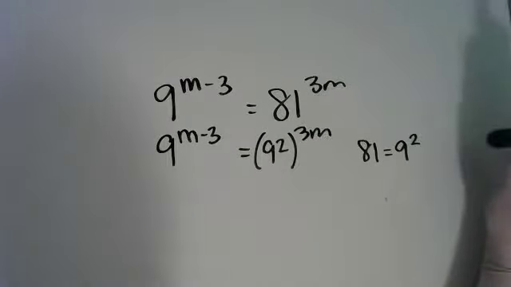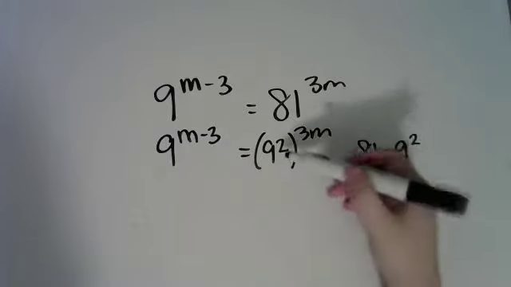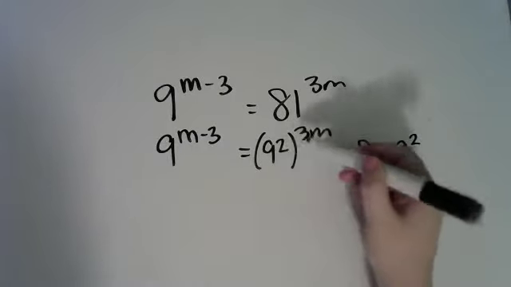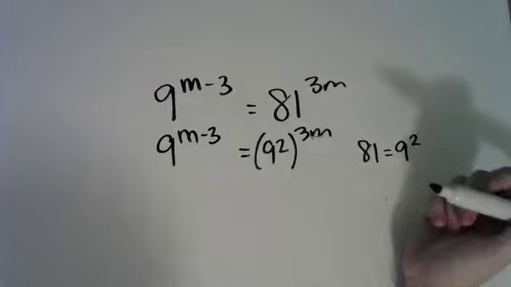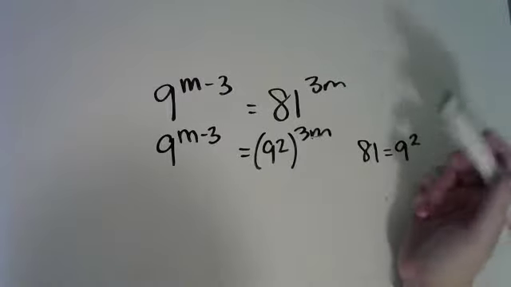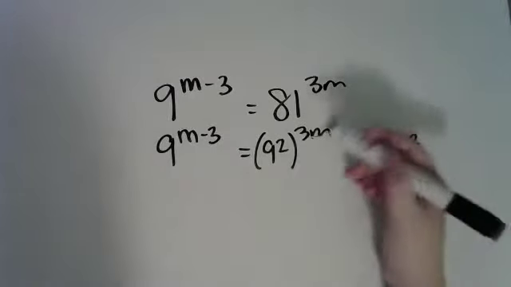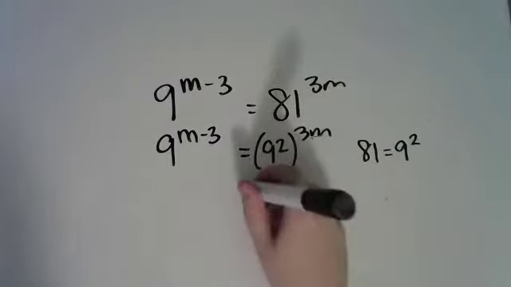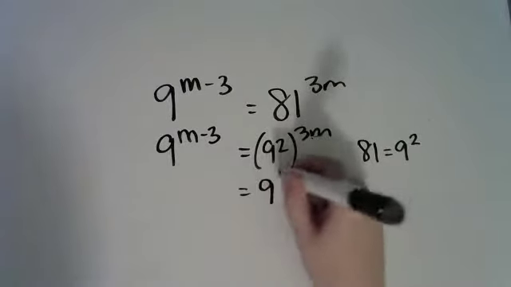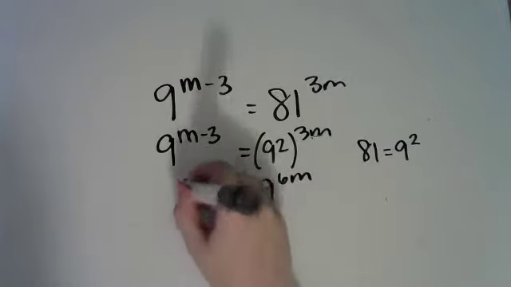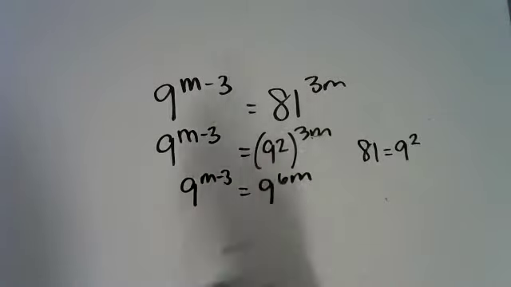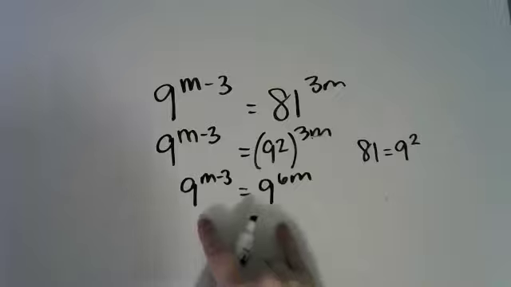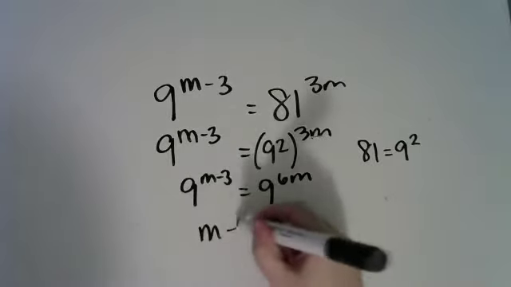This is our first use of an exponent property. We have 9 to the power of 2 to the power of 3m, and this is called the power property, or power to a power, in which case we're going to multiply these exponents. So what we really have is 9 to the 6m equals 9 to the m minus 3. The bases are the same, so the exponents must be equal.